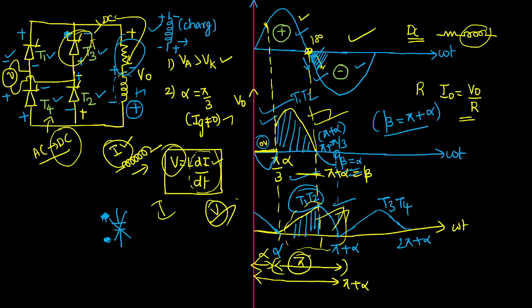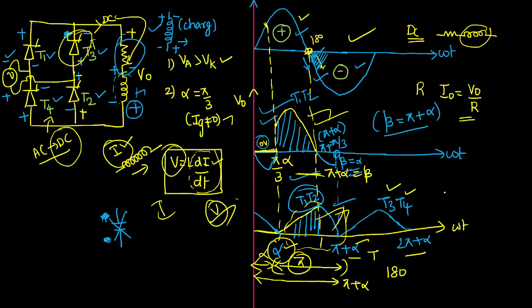According to our common sense, if we take 180 degrees, thyristors T1 and T2 are in conduction. See, from alpha to pi plus alpha, thyristors T1 and T2 are in conduction. Yes or no? Again, from pi plus alpha to 2 pi plus alpha, thyristors T3 and T4 are in conduction. Now, if you take the whole 360 degrees from alpha to 2 pi plus alpha, thyristors T1, T2, T3, T4 all are in conduction. I am just asking you a question.